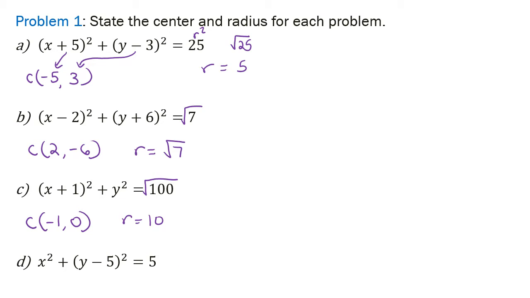And then for D, the center would be 0 because there's nothing going with the x squared. And then we would have a positive 5, and our radius is the square root of 5. Because when you try to square root 5, you would get a decimal.